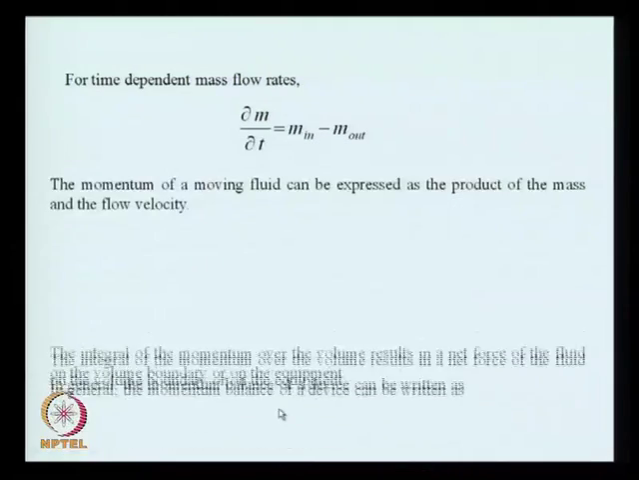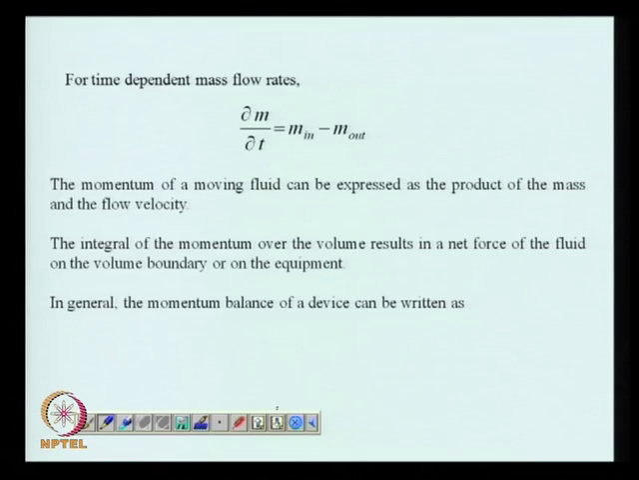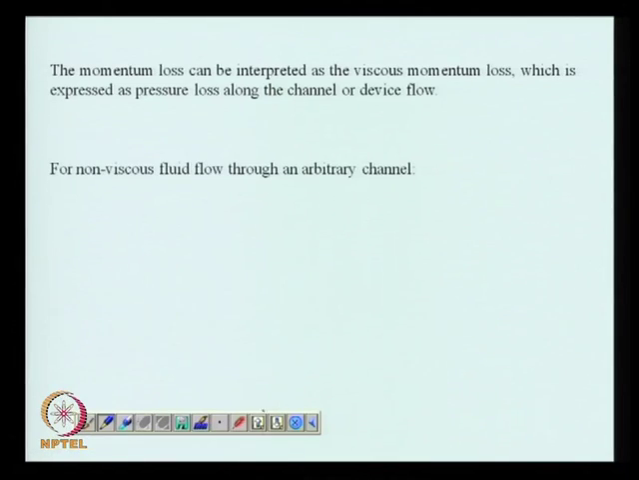So, if we have time dependent mass flow rates, then it is in minus out, and the momentum of the fluid can also be expressed as the product of the mass and flow velocity, and we know that if we think about the conservation of momentum, then that would give rise to the equation of motion, and a special form of the equation of motion is the Navier-Stokes equation. So, we would see what are the terms that would be important in the Navier-Stokes equation, and how flow in very long channels can be modified. These are, I will skip part of it.